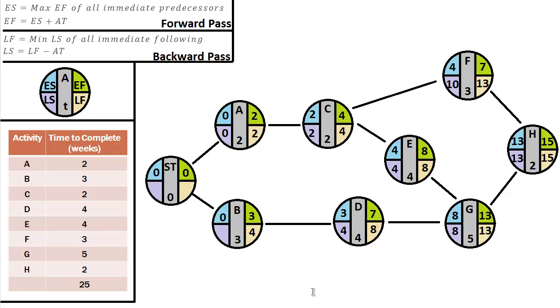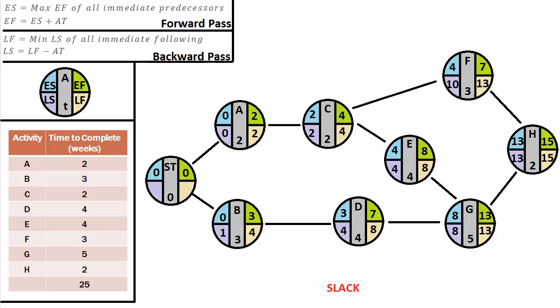And there we are. And then again, to find the LS in B, it's just 4 minus 3, which is 1. And there you are. Congratulations, you have just completed your probably first forward and backward pass through a project management diagram. So we need to talk about one more thing before we finish with the diagram.